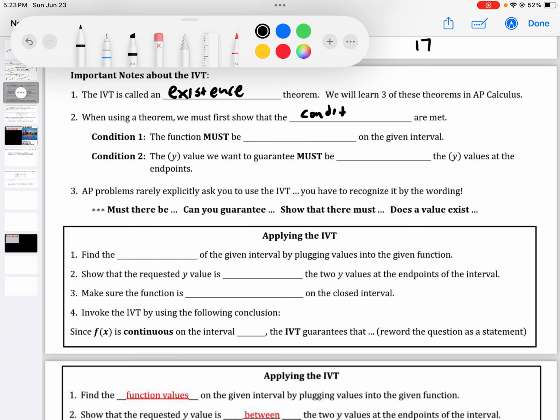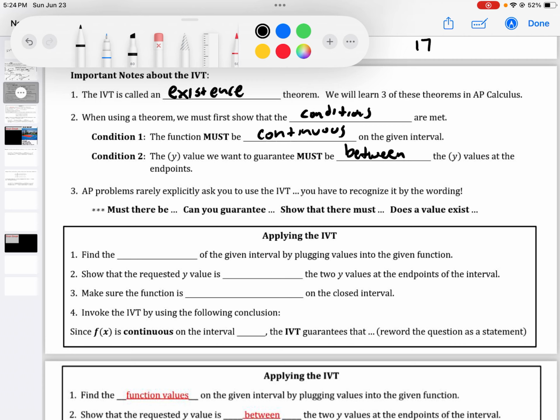When using a theorem, we must first show that the conditions are met. Condition 1, the function must be continuous on the given closed interval. And we'll practice how to say that. Condition 2, the y value that we want must be between the y values of the endpoints.